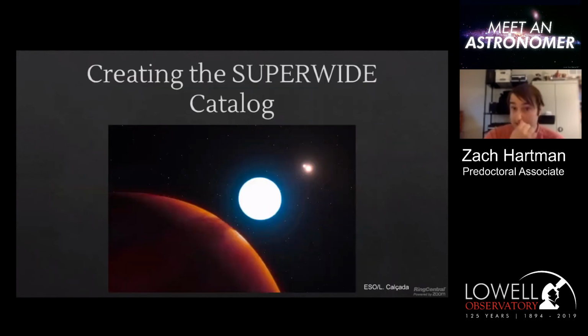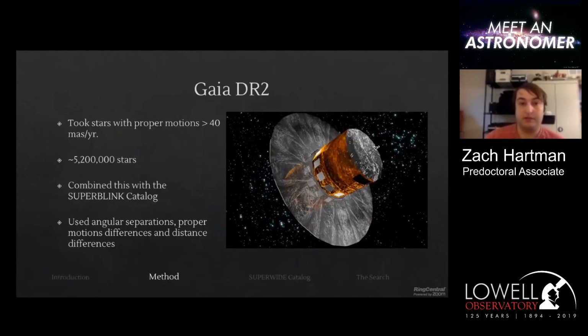Our entire method is that we basically want to figure out how to determine which pairs are chance alignments and which pairs are real pairs. To do that, we need a large data set, and so we turn to Gaia. Gaia is a great tool for stellar astronomy. It is a satellite in orbit around Earth, taking astrometric data on over 1 billion stars.